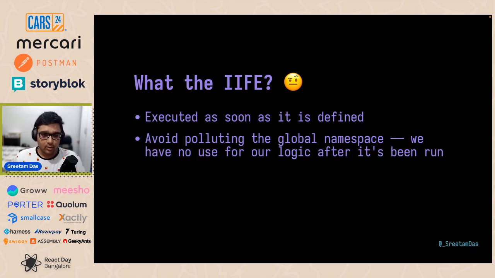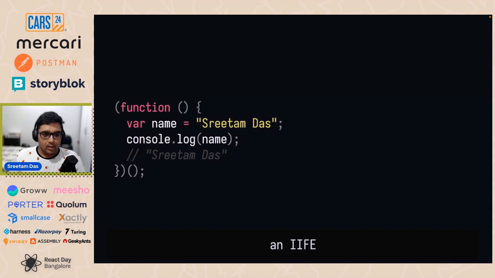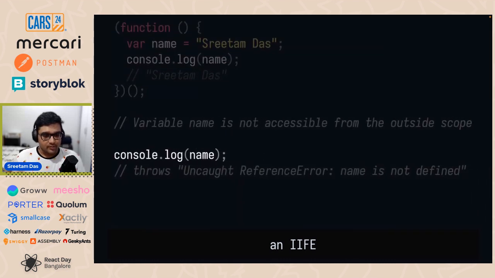So let's see what that would look like. You can note here the parentheses that we have at the starting and the end, and how we have another set of parentheses right at the end that makes sure that the function is run as soon as it is defined. And just in this particular example, if you try to console log the name variable outside of the IFE, you would get an error because it's not available outside.